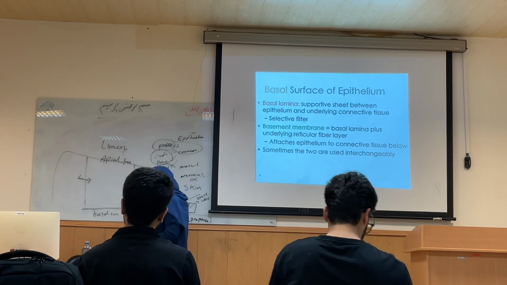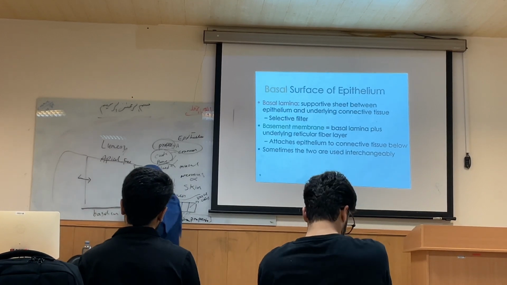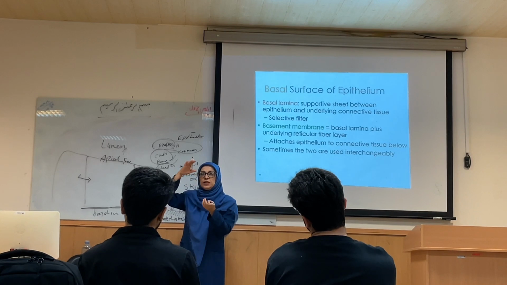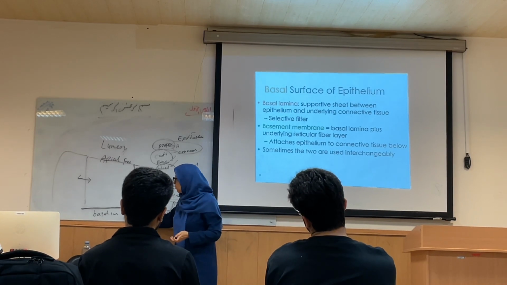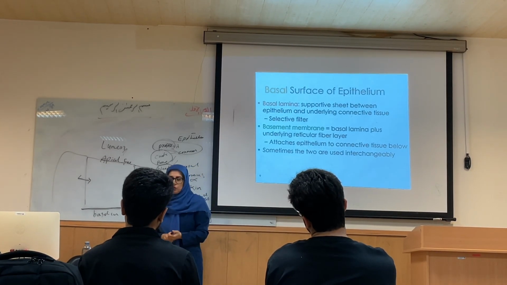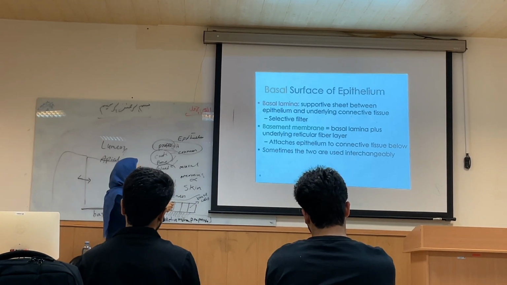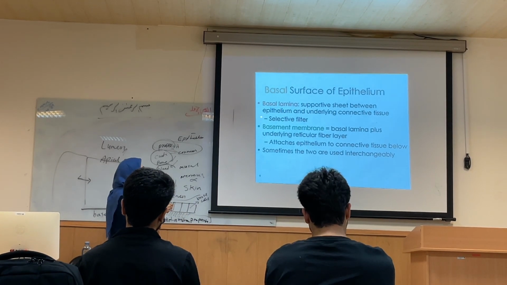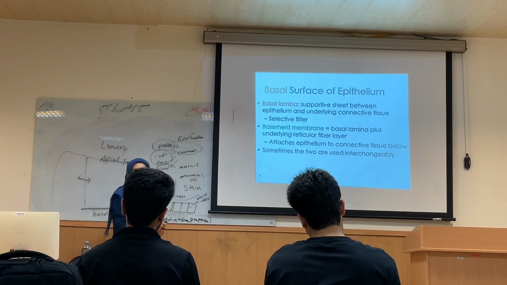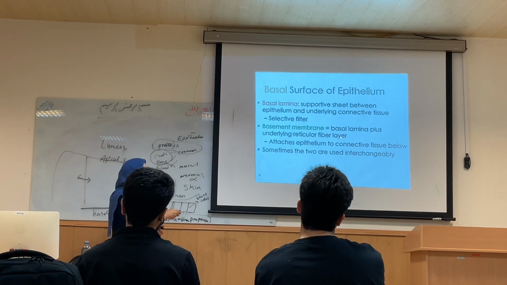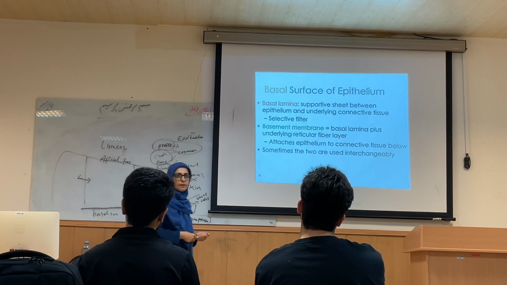The basement membrane is here in the basal surface that attaches the epithelial cells to connective tissue. As you see here, it acts as a supportive sheet between epithelium and underlying connective tissue. The basement membrane includes the basal lamina plus the underlying reticular fibers.